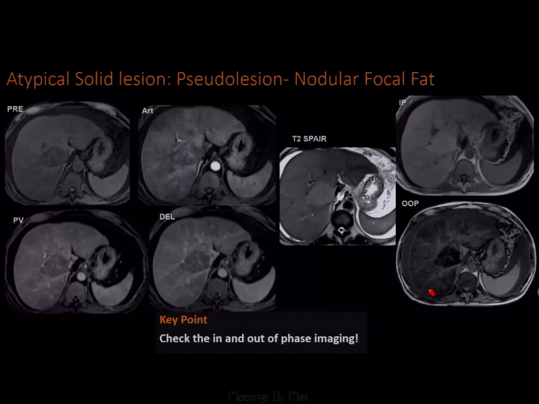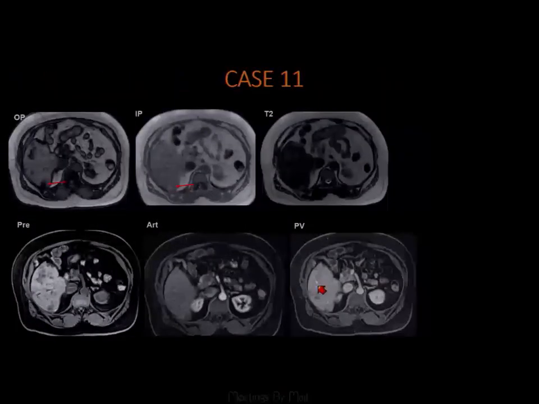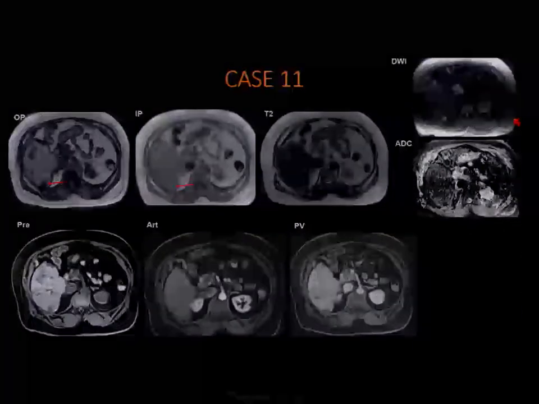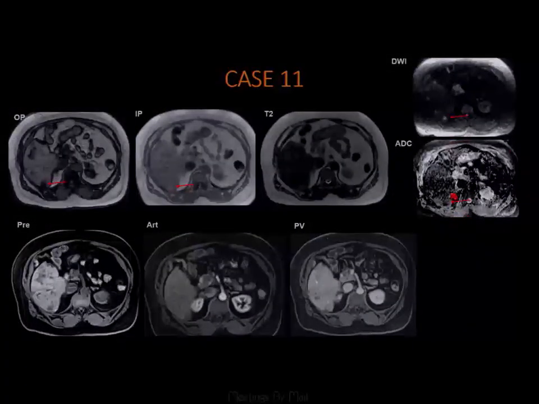Make sure you always check your in and out of phase imaging. All right, this is a really interesting case here. We had multiple hepatic lesions here, a little bit T2 hyperintense signal, some delayed and heterogeneous enhancement here. And on in and out of phase imaging, these lesions are containing fat. So you maybe think, oh, is this a pseudo-lesion or is this focal fat? If you look at your diffusion weighted imaging, you can see that these lesions are actually restricting diffusion.